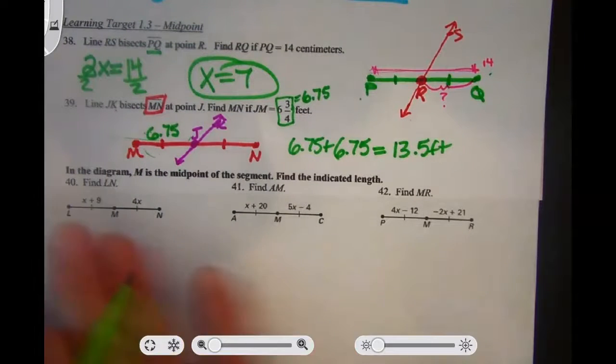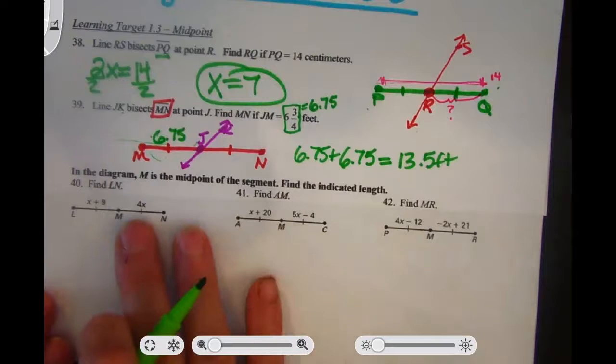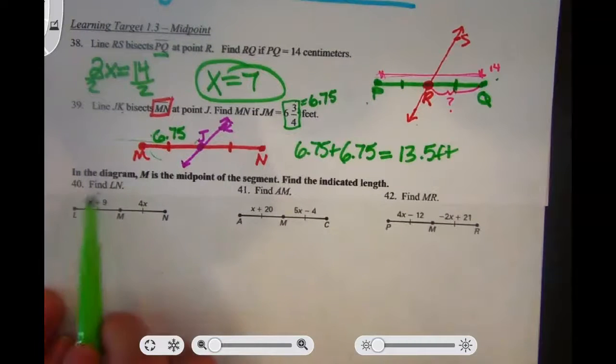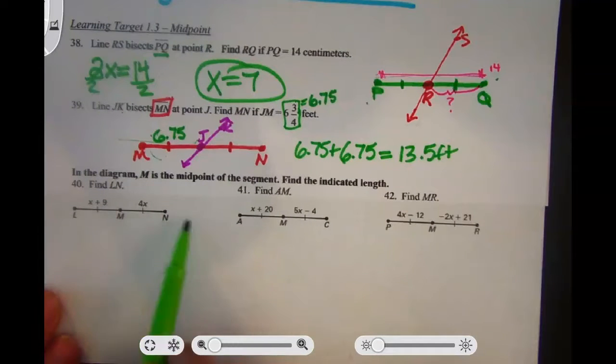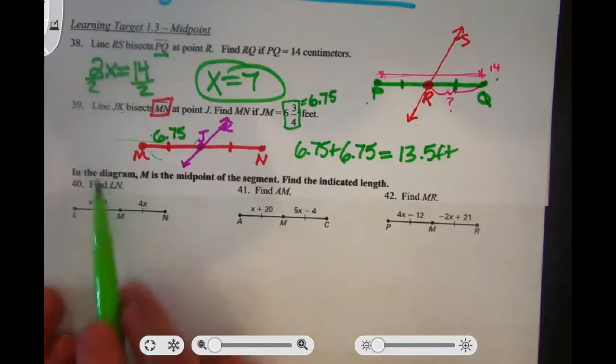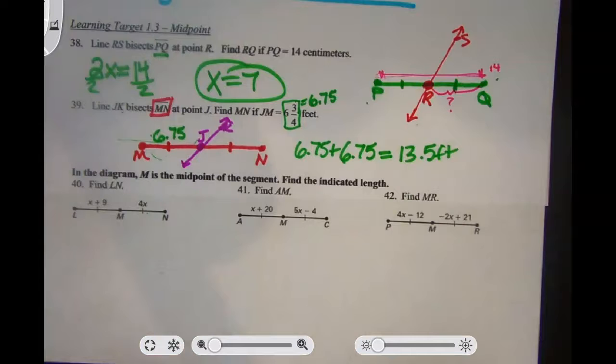Again, our numbers might not be the same, but the problems are the same. So let's look at the next one. It says find ln. So we want to find the total. So we are going to solve for x first, and then we have to plug x back into one side and then the other side and see what the total is. Another way is we find x and then we just double it because we know both are going to be the same. So let's set this up.